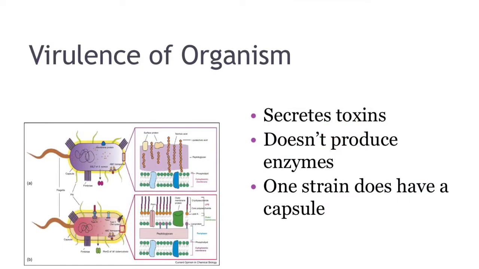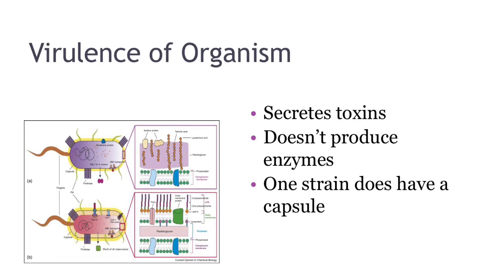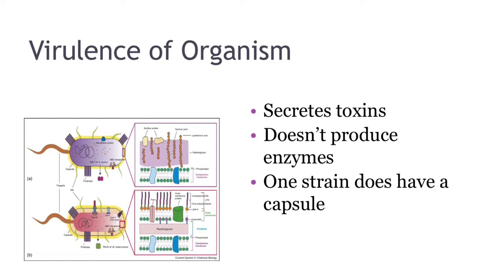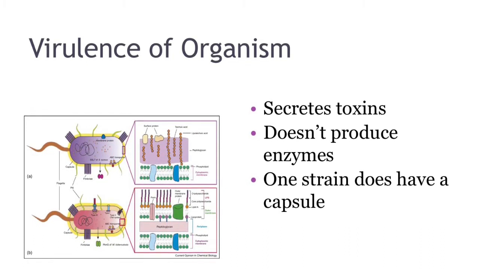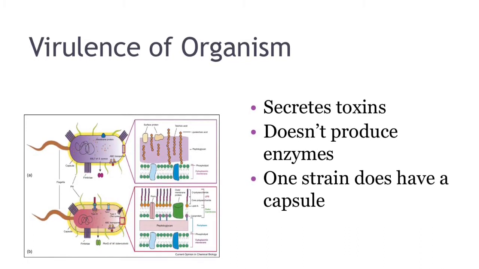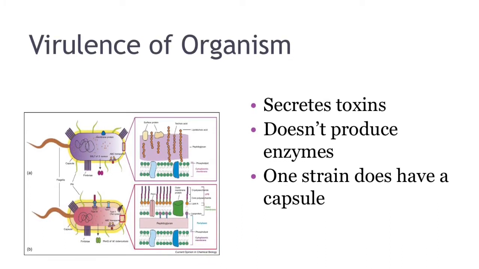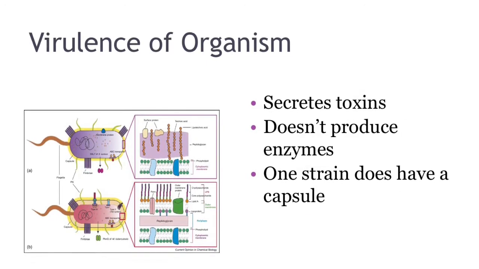Virulence of an organism is the severity of harmfulness of the disease or poison to a human's body. It does secrete toxins to act against the host cells, but does not produce any enzymes. One strain has a capsule and is more virulent, while some strains do not have capsules and aren't as virulent.